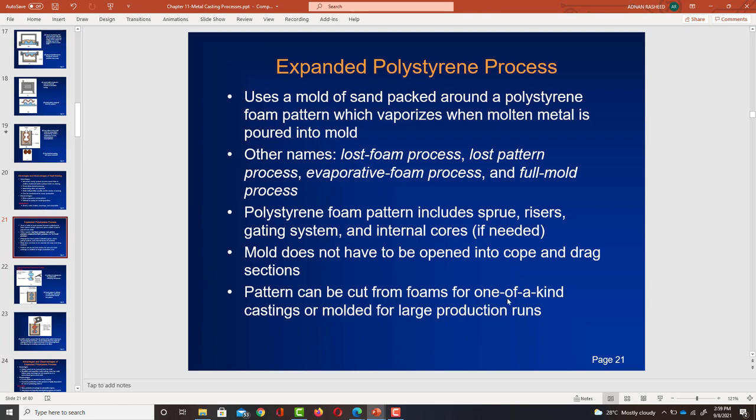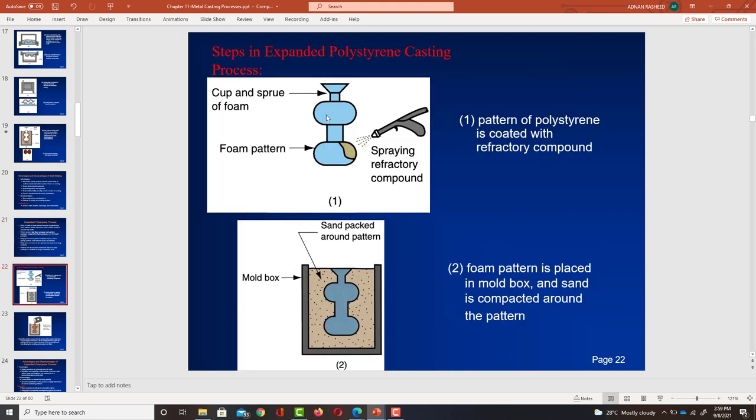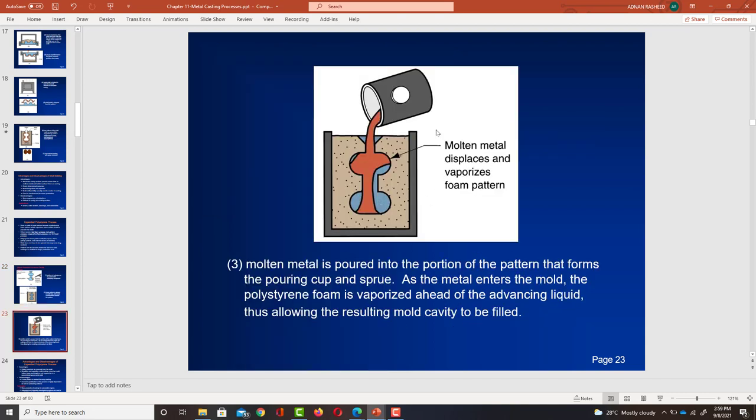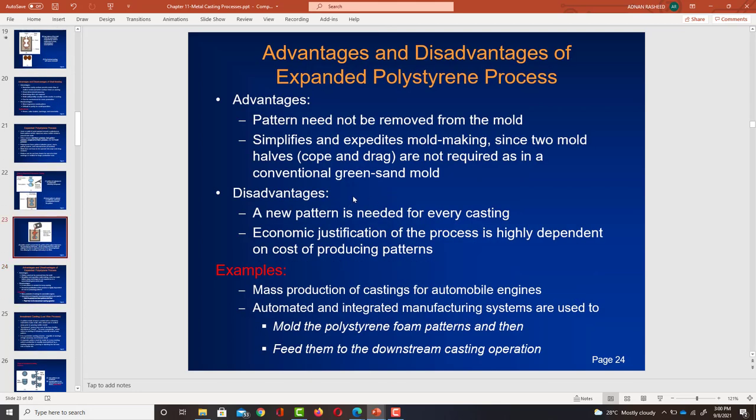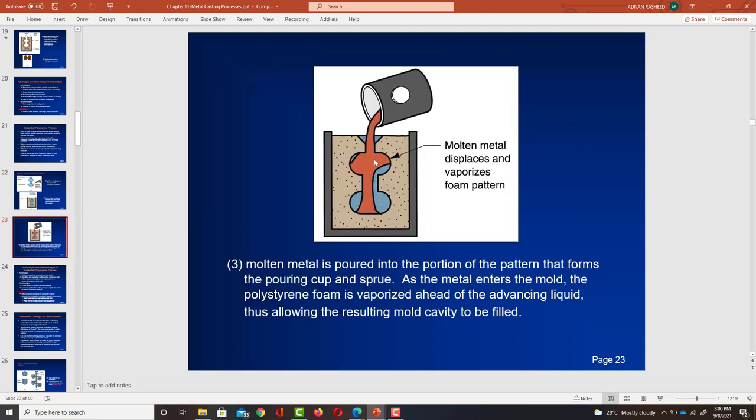Pattern can be cut from foam for one kind of casting, or molded for a large production run. So this is the mold, the simplest one. This is the pattern. You have to spray or coat it with a refractory compound, then the foam is placed in the mold box and sand is compacted around the pattern. Then you pour the molten metal, and you can see that this foam has been lost or mixed with the molten metal, and after the solidification process it gets the final shape. Then you will not require the upper portion, the sprue or pouring cup, so you have to trim over here, and you will get the final part. Clear?